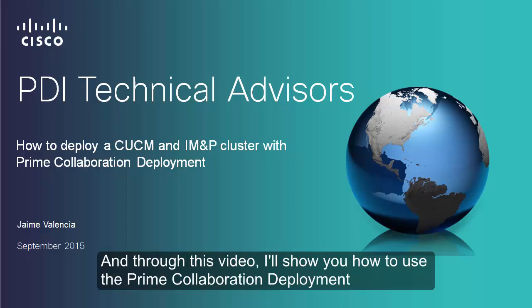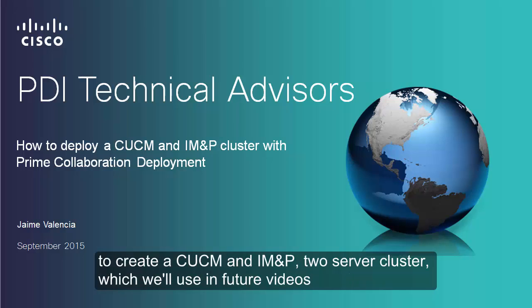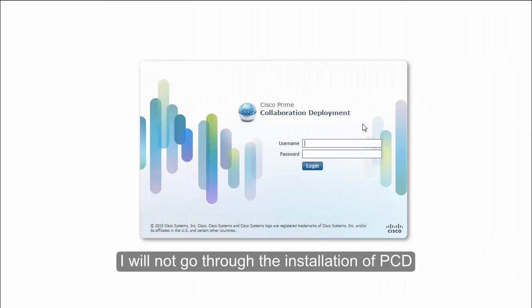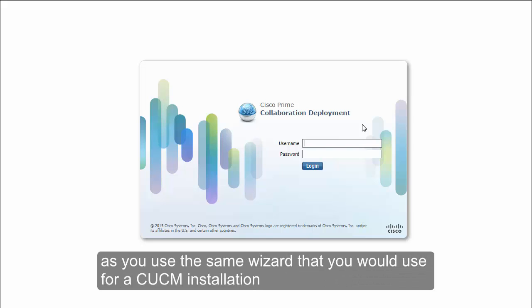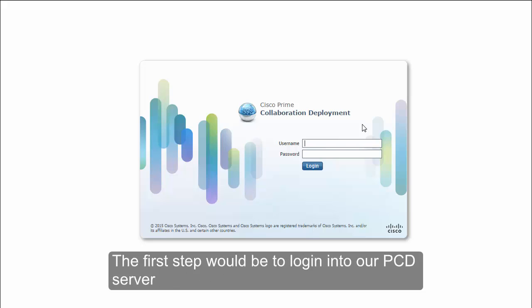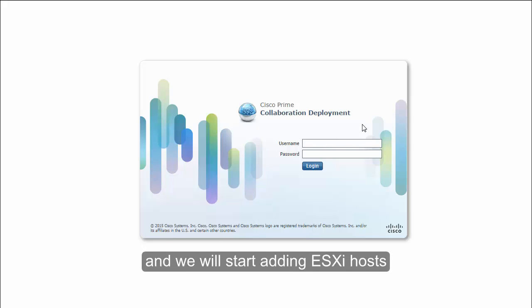And through this video, I'll show you how to use the Prime Collaboration Deployment to create a CUCM and IM&P presence two-server cluster, which we'll use in future videos. I will not go through the installation of PCD. I will assume that you have already installed it, as you use the same wizard that you would use for a CUCM installation. The first step could be to log in to our PCD server, and we will start adding ESXi hosts.